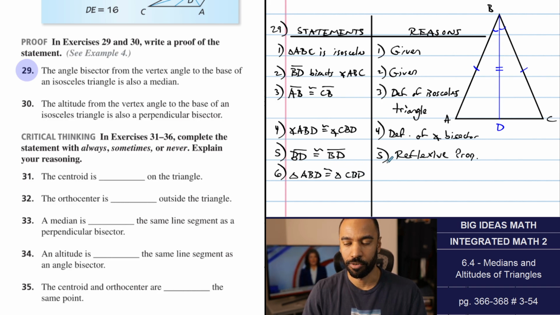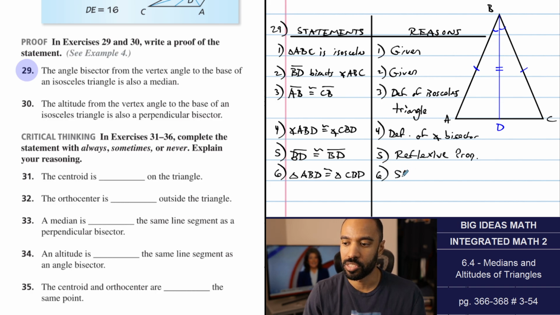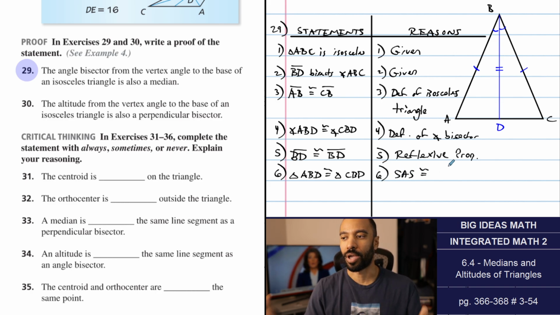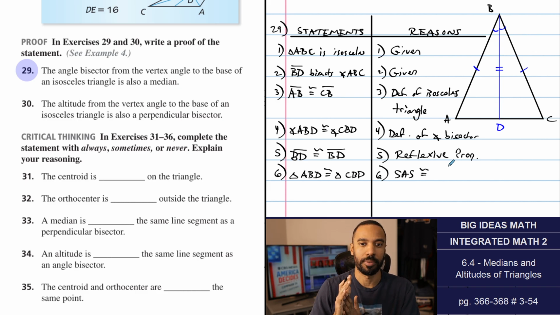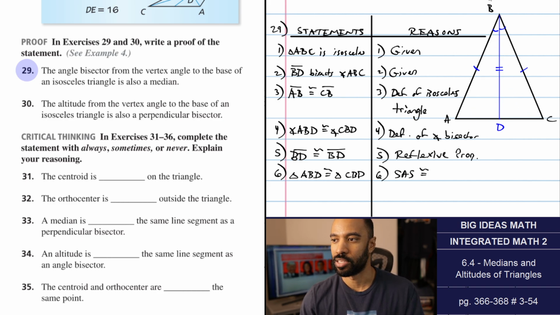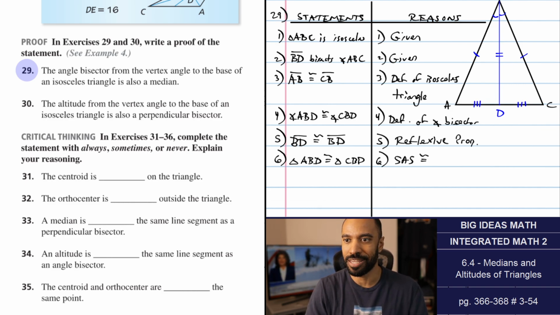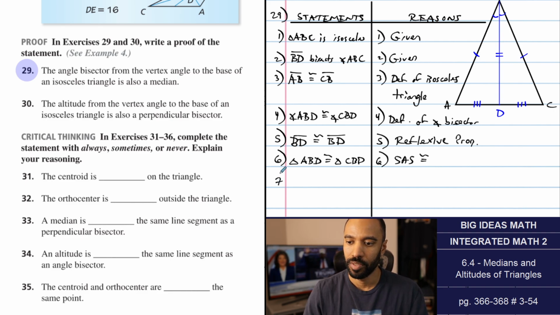Now, I'll let you know, guys, full disclosure, number 30 looks like it's the same kind of thing. Altitude, no, it's not the exact same thing. But I'm going to copy and paste a lot of this, and I'll just state it out loud. This is the side angle side congruence theorem. Okay, triangles are congruent. Corresponding parts will therefore be congruent. We need to show that it's a median. To show that it's a median, we need to show that these two guys are congruent to each other. And now we know that because we know the triangles are congruent. So segment AD is congruent to segment CD by CPCTC. Corresponding parts of congruent triangles are congruent.